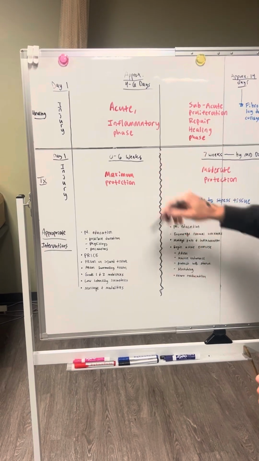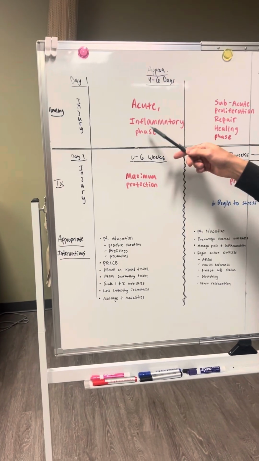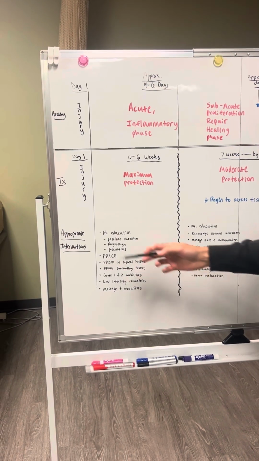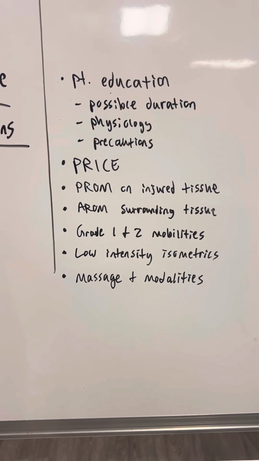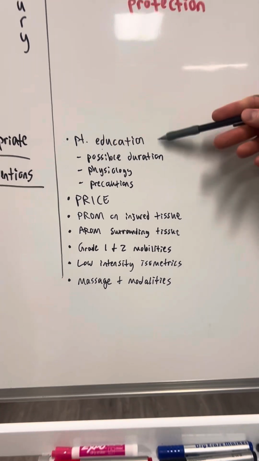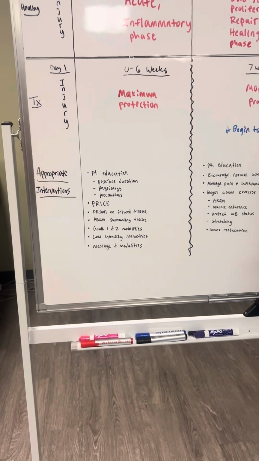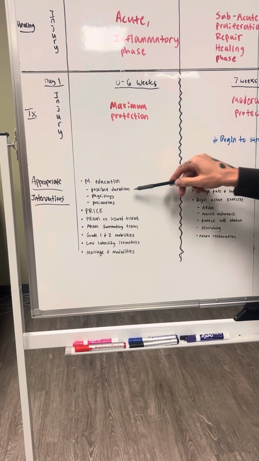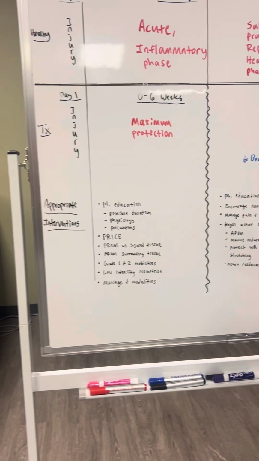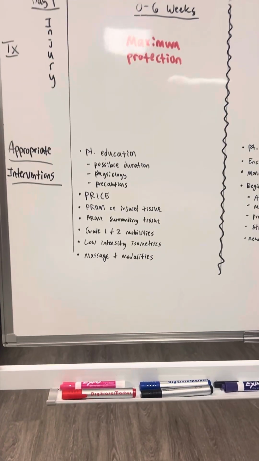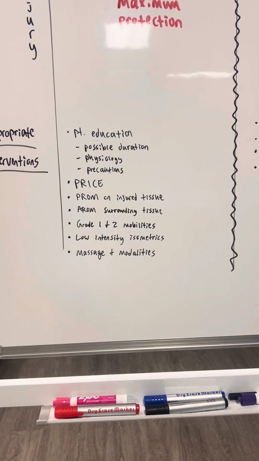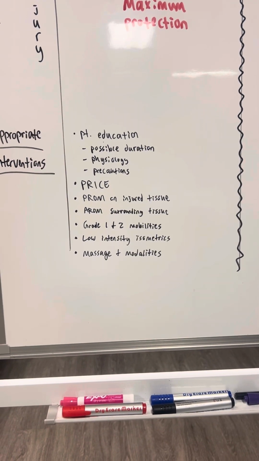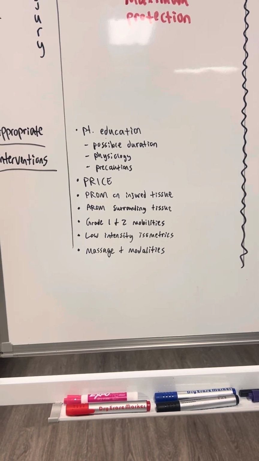So starting in this maximum protection phase, again, we're in this acute inflammatory phase. Appropriate interventions. So this is going to apply to being a PTA, working in physical therapy. Patient education is always going to be a go-to. That's always something you want to do. You want to kind of give them an idea of how long this might take to heal from this injury. Basics on the physiology, what happened to your body and what your body is going to try and do to fix that and how we're going to help it fix that.